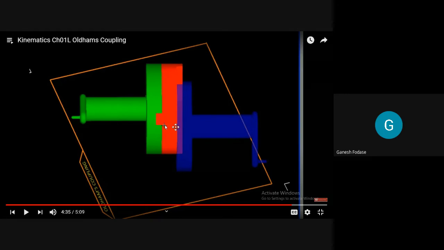There are two shafts. At the same time, you observe here the axes of rotation of the shafts. The axis of the green one and the axis of the blue one are not collinear, but they are parallel to each other. So this mechanism is used to connect two shafts having parallel axes. This is the application of the Oldham coupling.